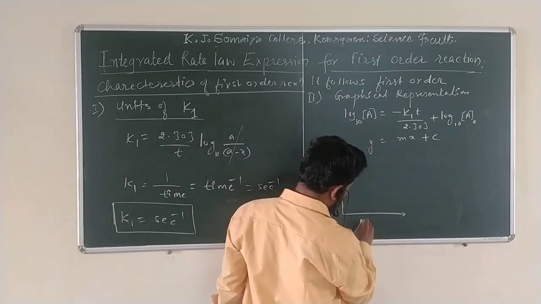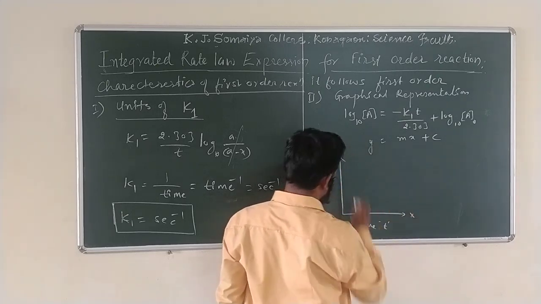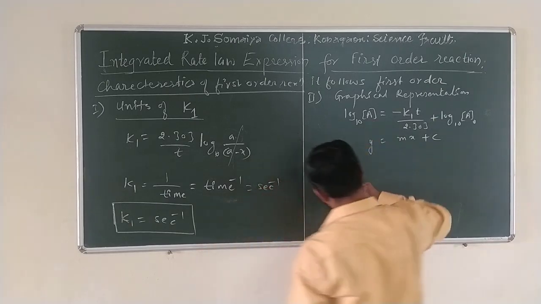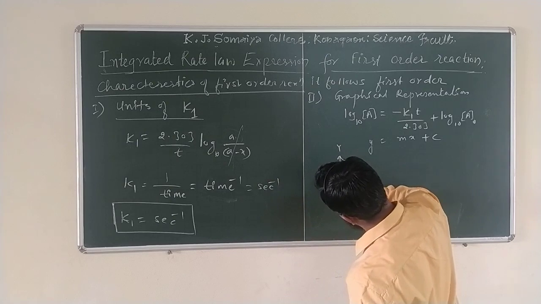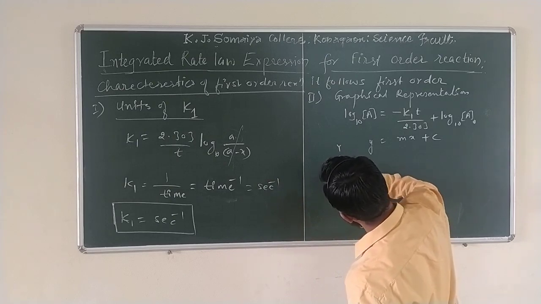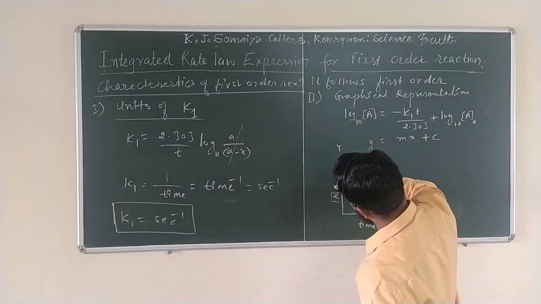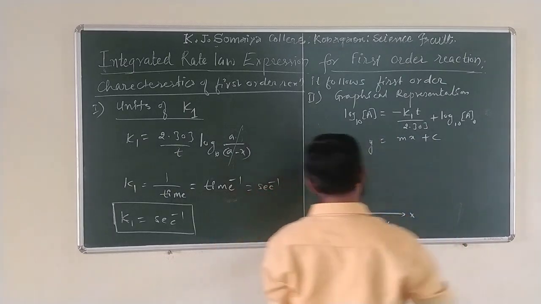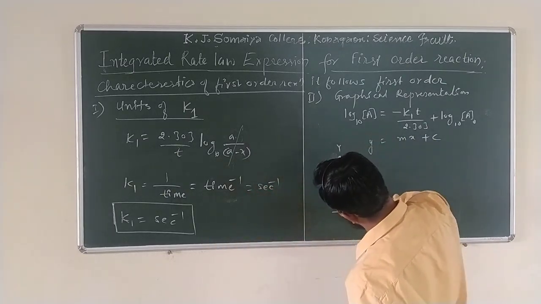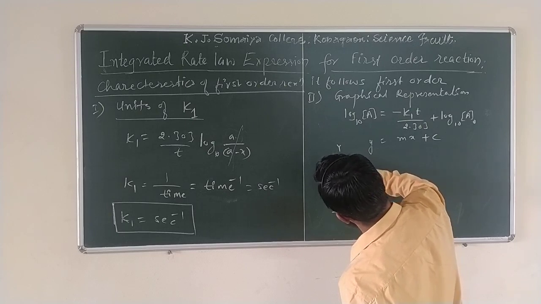It can be represented like this. Here time is on the x-axis, and here is the y-axis. What is on the y-axis? Concentration of A, which is nothing but A minus x. As we know, this is A minus x. Are you getting my point? So we have to take log of A, or log of A minus x. Both are the same.